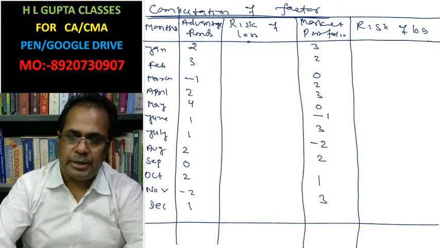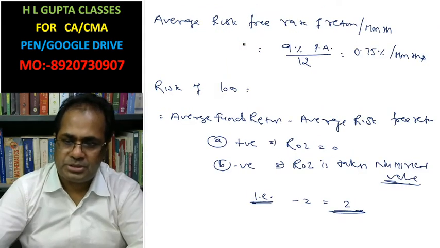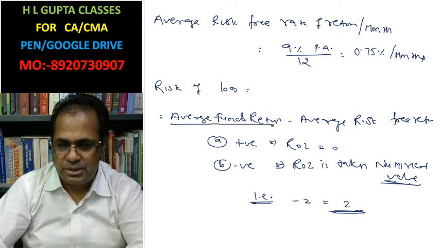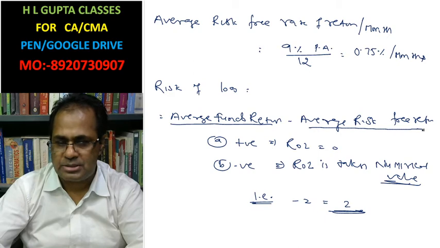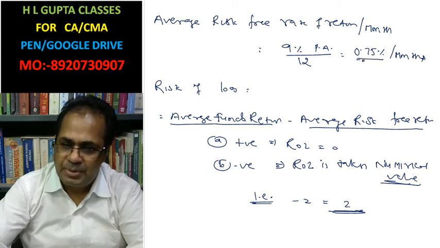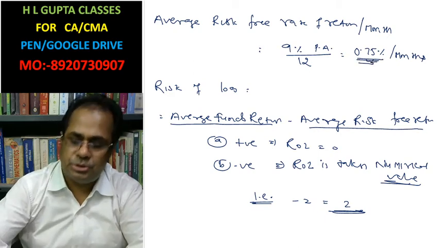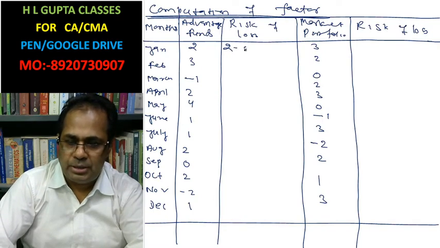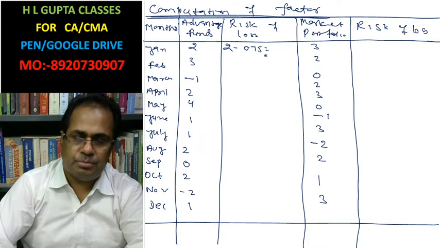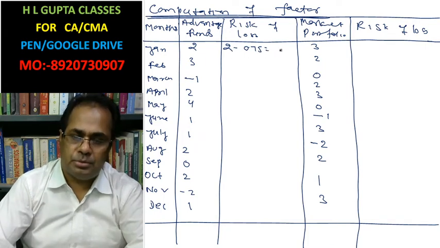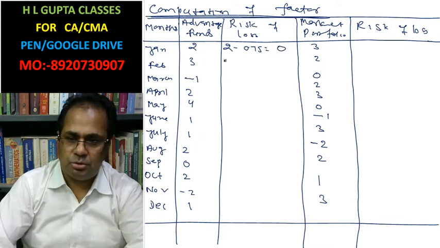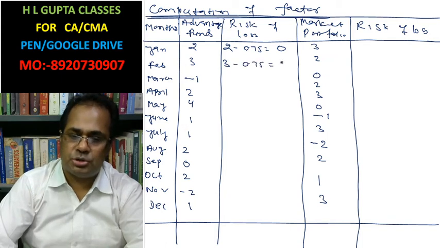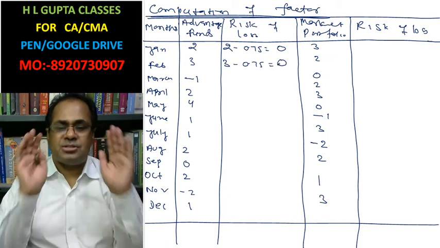Okay. Risk of loss. What is the formula of risk of loss? Risk of loss is average funds return minus average risk-free return. Average risk-free return per month is 0.75. So 2 minus 0.75. This is positive. This is the risk of loss 0. 3 minus 0.75. This is also positive. Risk of loss is 0. Why risk of loss is 0?